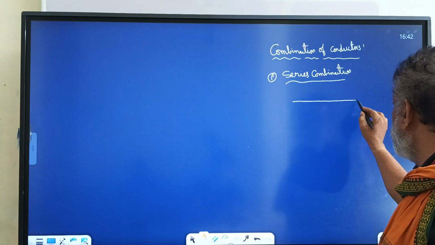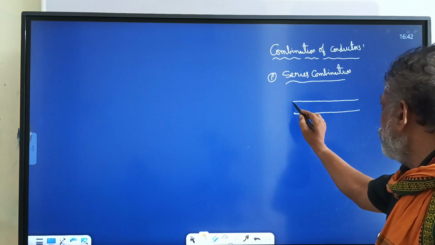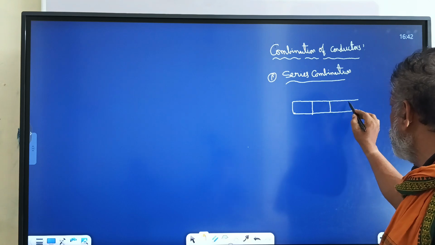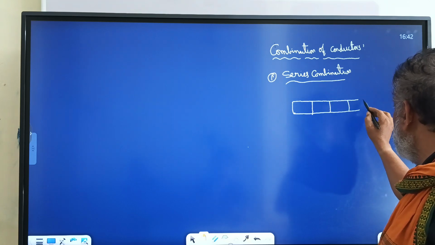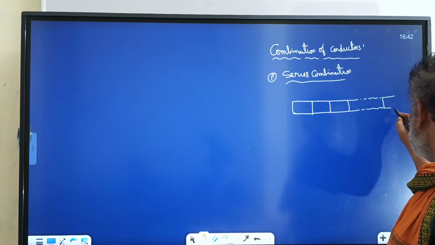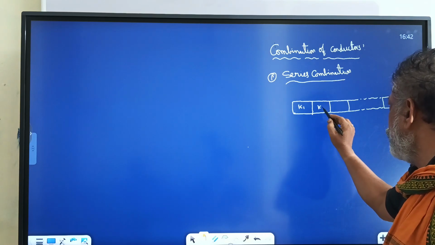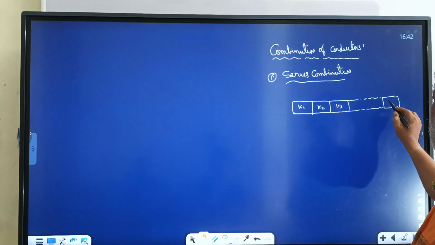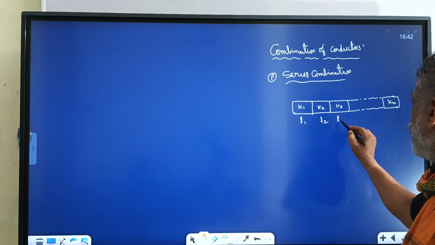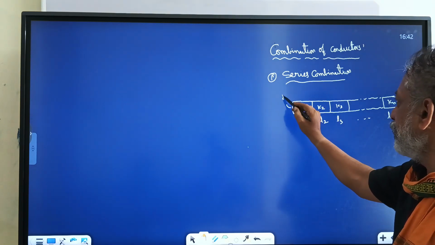I'm taking two or three, or infinite, like this. So I can split now. I'm taking n number of conductors in series. This is one conductor, this is another conductor, this is another conductor. Now the conductivities of these are K1, K2, K3, lastly Kn, and the lengths are L1, L2, L3, up to Ln. So the area of cross section is the same for all.